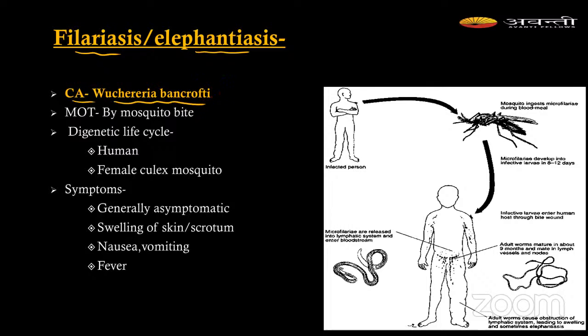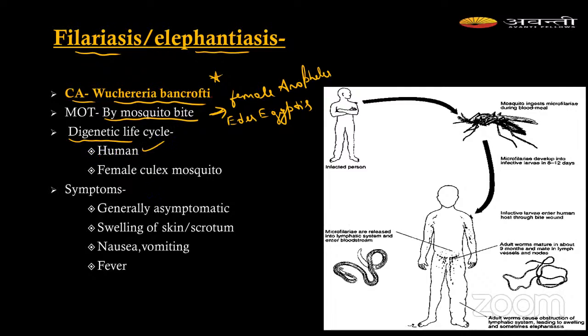Wuchereria bancrofti. Wuchereria bancrofti is the causative agent. It is going to be caused by a mosquito bite, the female Anopheles mosquito or the Aedes aegypti mosquito. So filariasis is mainly caused by the mosquito. Then it is having the digenetic life cycle. Remember here, filariasis is having the digenetic life cycle.